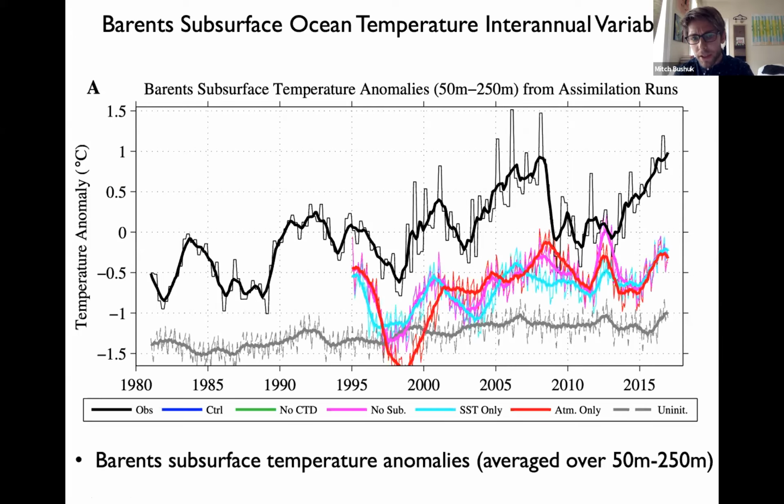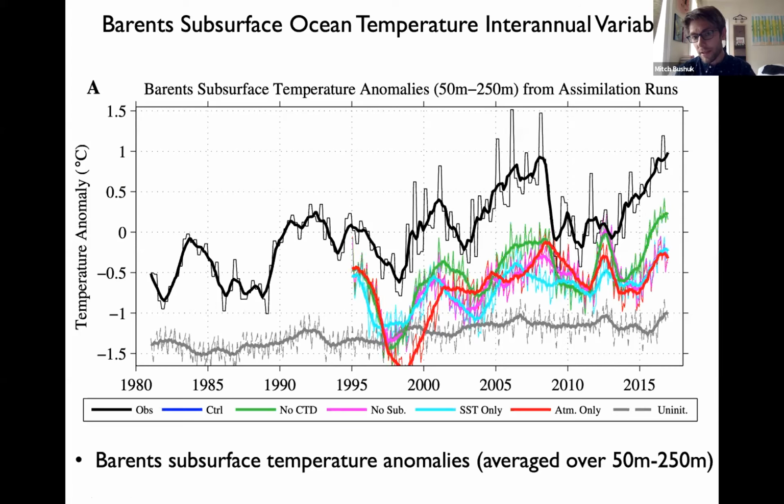Okay, so now if we look at the runs that only assimilate surface data, you can see that those runs have somewhat improved the cold bias, but still have a cold bias relative to OBS. But interestingly, these runs do appear to be capturing some of the interannual fluctuations in subsurface heat content. And so this was kind of an interesting result, that with surface data assimilation alone, we could capture the subsurface temperature variability with some fidelity.